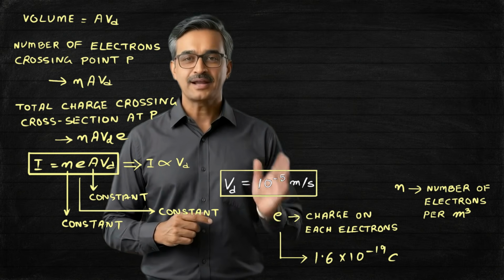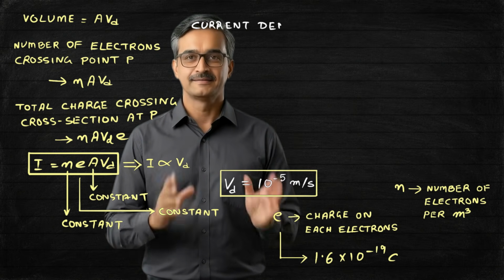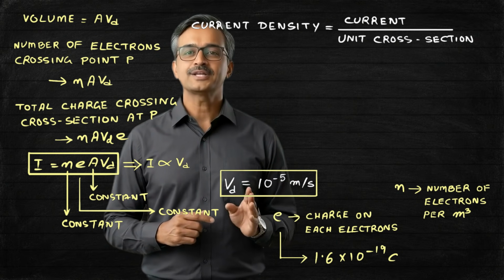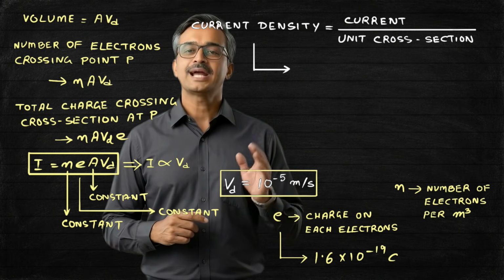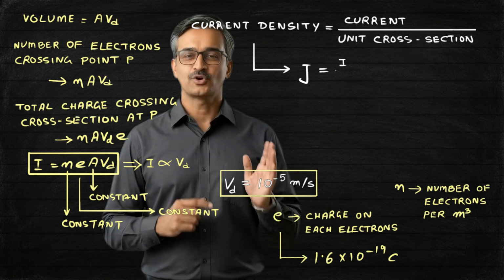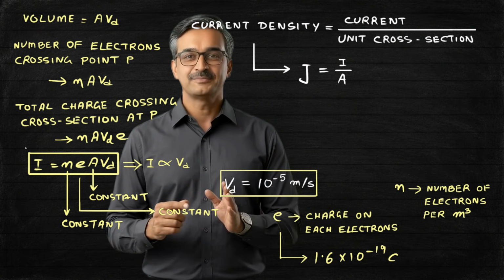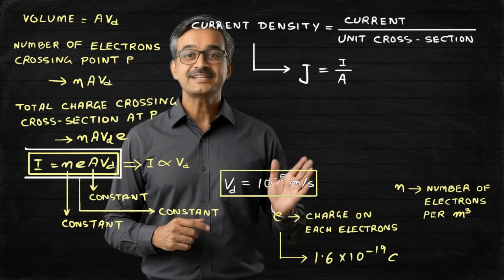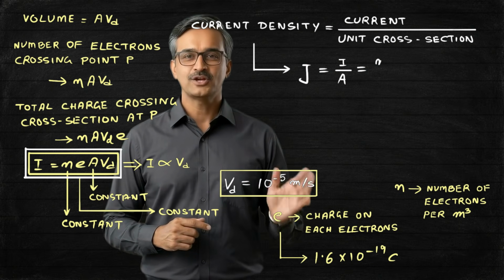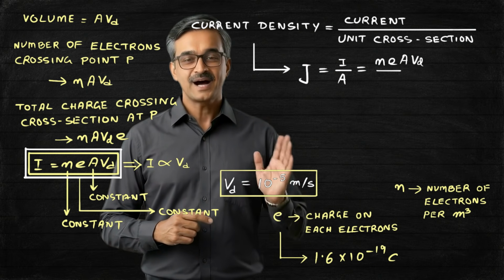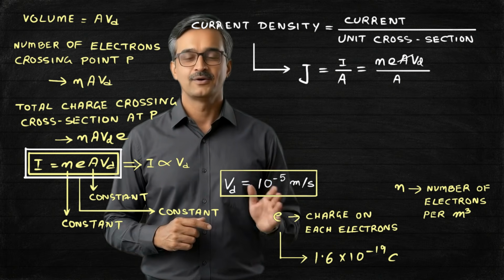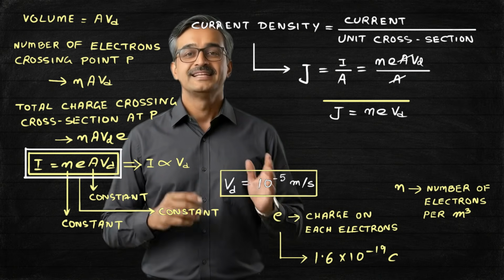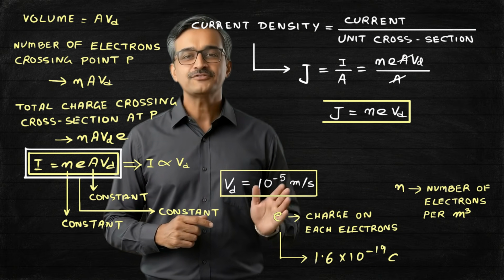Now let's move to another very important concept, current density. Current density is defined as the current flowing per unit cross-sectional area of the conductor. It is represented by the symbol J. Mathematically, J equals I divided by A. Now substitute the current equation that we just derived, since I equals N e A v_d. Therefore, J equals N e A v_d divided by A. The area cancels out. Finally, we get J equals N e v_d. This is the expression for current density in terms of drift velocity.